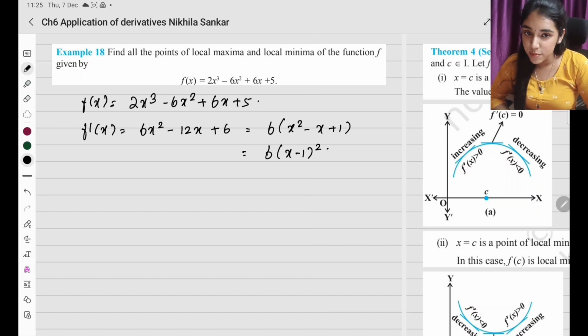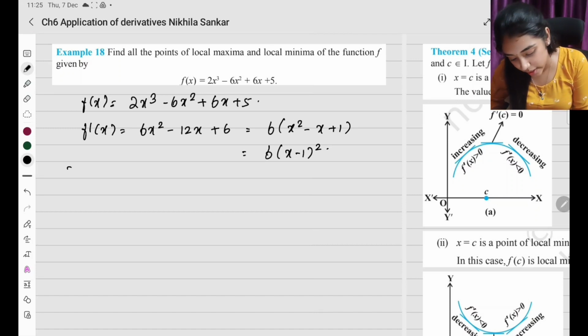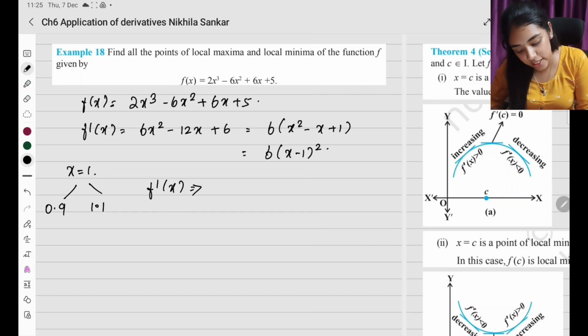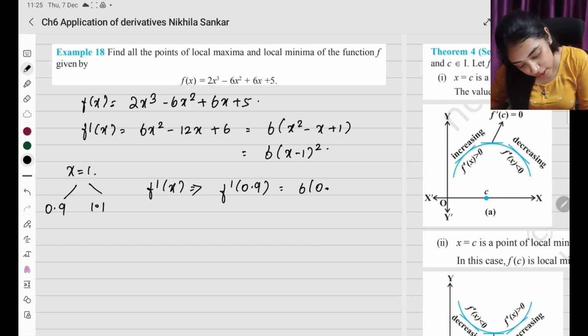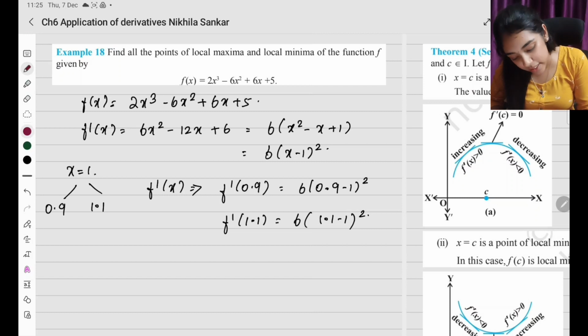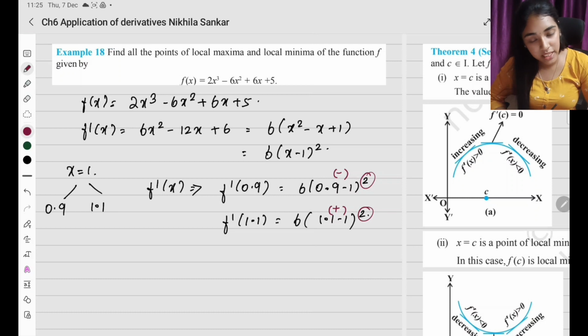So in that, what is my critical point? It is going to be 1. So I have x equals 1. So when I take points which are close to 1, which are going to be 0.9 and 1.1, what happens when we substitute in f dash of x? When I substitute, f dash of 0.9 is going to be 6 times 0.9 minus 1 the whole square and f dash of 1.1 is going to be 6 times 1.1 minus 1 the whole square. Here I'm getting a negative value and a positive value inside, but there is a square, right? So even if a negative value comes, it is going to be greater than 0, and even if a positive value comes, it is going to be greater than 0.